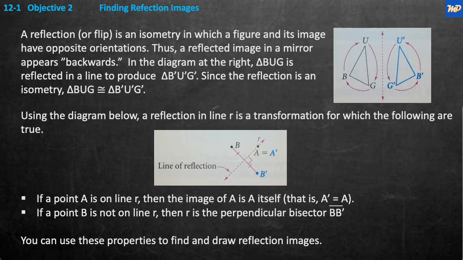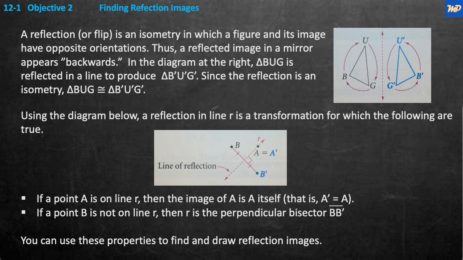Objective 2, finding reflection images. A reflection or a flip is an isometry in which the figure and its image have opposite orientations. Thus, a reflected image in a mirror appears backwards. In the diagram at the right, the triangle BUG is reflected in a line to produce a triangle B prime U prime G prime. Since the reflection is an isometry, triangle BUG is congruent with triangle B prime U prime G prime.